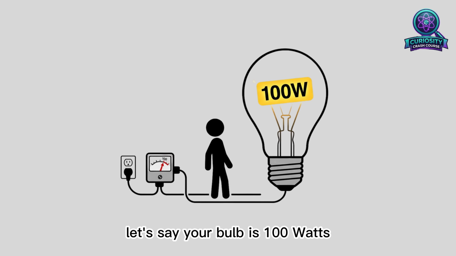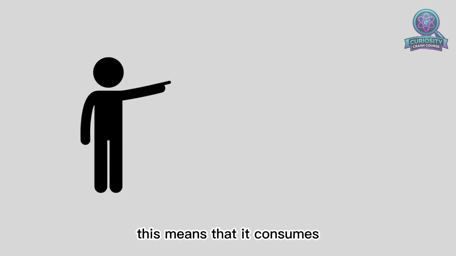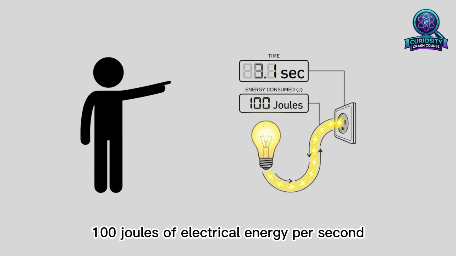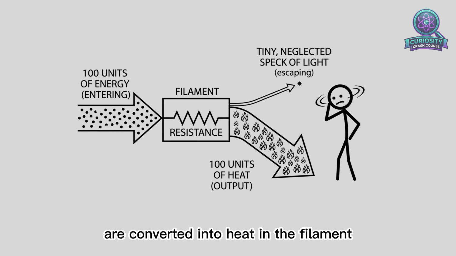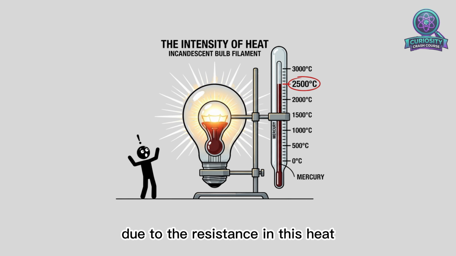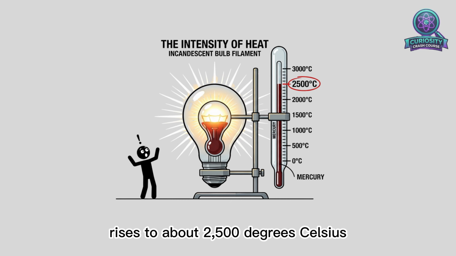Let's say your bulb is 100 watts. This means that it consumes 100 joules of electrical energy per second. All of this 100 joules of energy are converted into heat in the filament due to the resistance. In this heat, the temperature of the filament rises to about 2,500 degrees Celsius.